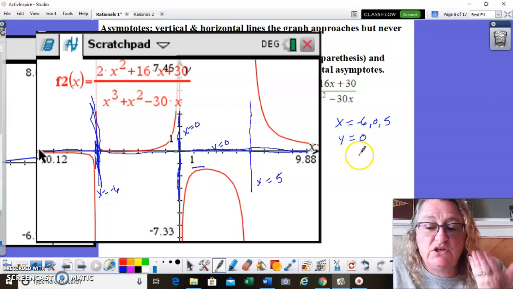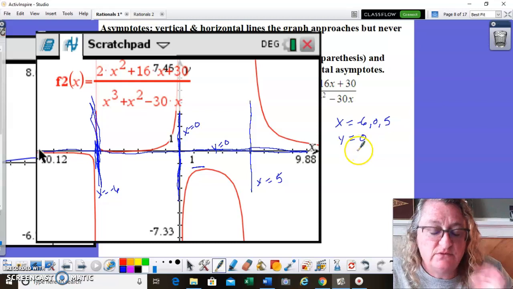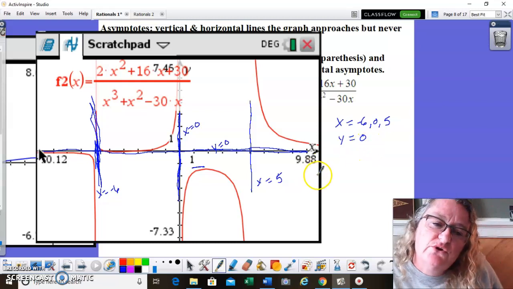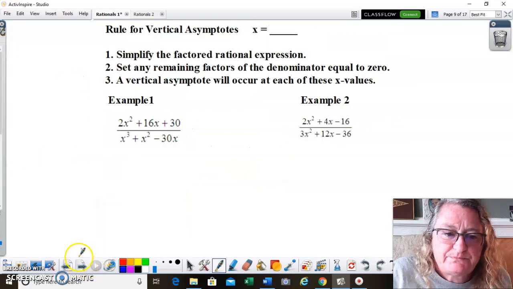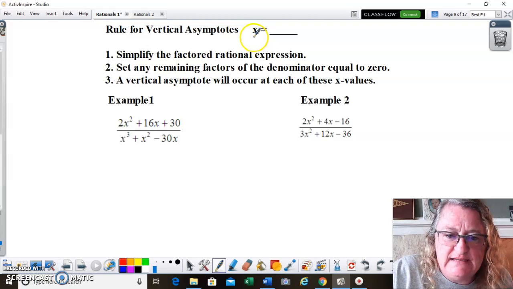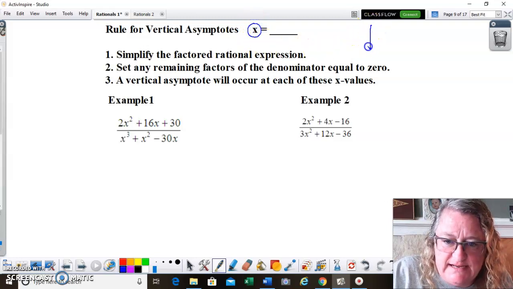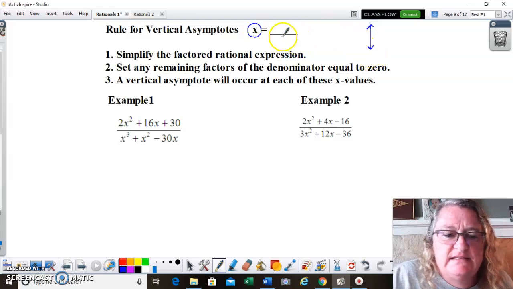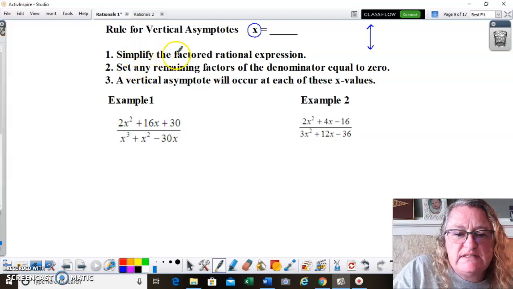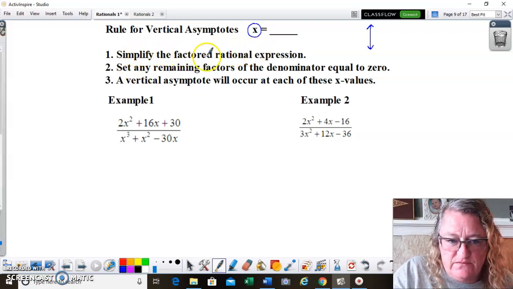Now there's a way to actually find these equations out without looking at the graph, and we're going to do that now. So the rule to find the vertical asymptotes, it's always going to be x equals. Okay, vertical lines intersect the x-axis. So that's why it's going to be an x equals line. First, we're going to simplify the rational expression after we factor it.